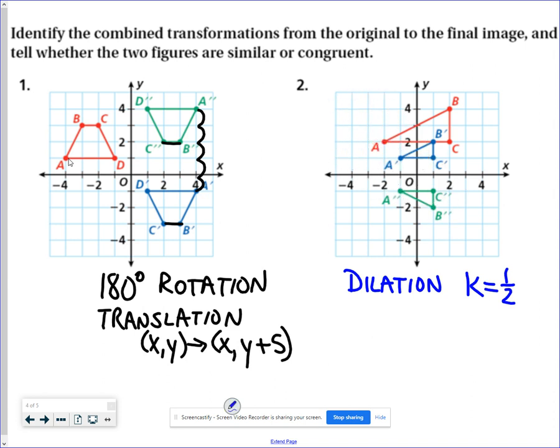Then to go from the blue image to the green image, the first prime to the second prime, now you can see that this is flipping. The B prime is on the top. The B double prime is on the bottom. This is going to reflect over, that's going over the x-axis.